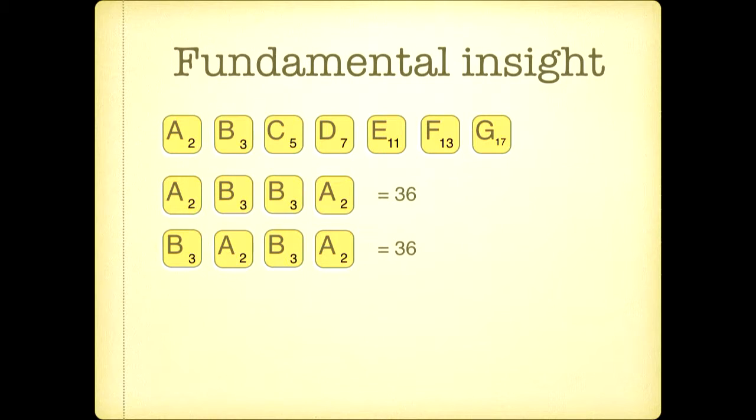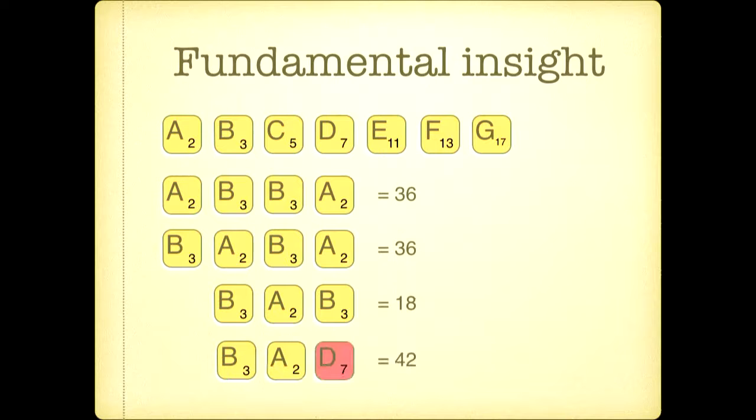So that's fantastic. But the next thing that we figure is if we remove a letter, so we've got BAB, it's 18. And 18 will always be a factor of 36. No matter how many letters we remove, it will always be a factor. If we take a letter like D, which is 7, 3 times 2 times 7 is 42. No way will 42 ever go into 36. Fundamental theorem says so. Fantastic.